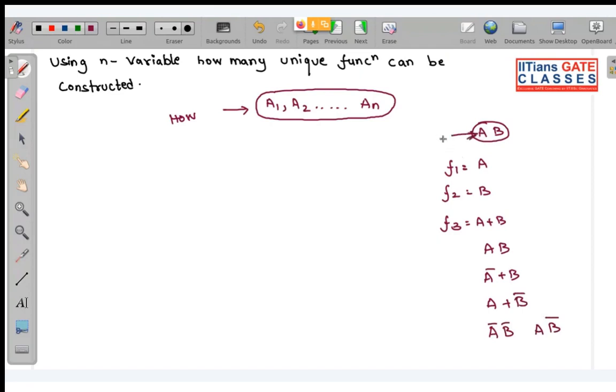How many functions can you make using A and B? First, you tell me this. Next, we are going to generalize it to n variables. So can you tell me how many functions we can generate using two variables? Anyone?